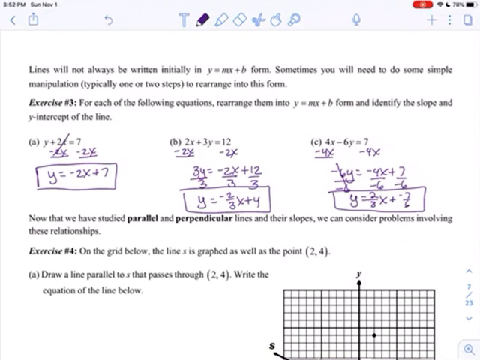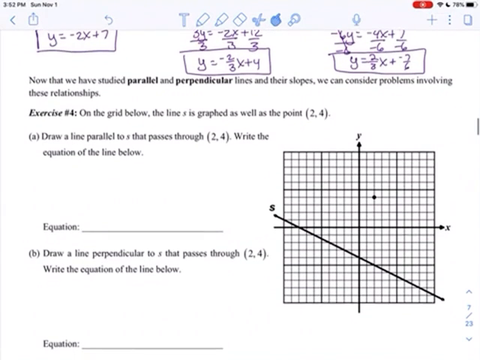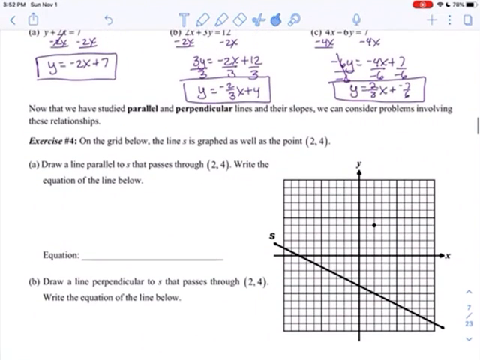So we looked at parallel lines, we looked at perpendicular lines, and let's look at exercise 4 now. So I have line S, which is already graphed, and I have the point (2, 4) that's already plotted right there. I want to draw a line that goes through (2, 4) and is parallel to line S. All right, so I'm going to look at line S. If I want to draw a line that's parallel, I need to know the slope of line S. All right, so I've got to figure out the slope of line S, and I can do that by just looking at some points that are right there.